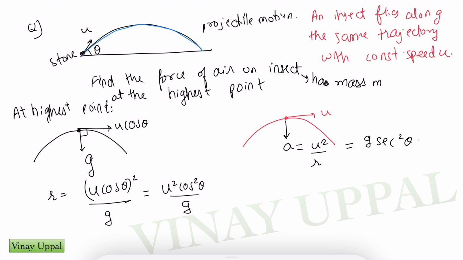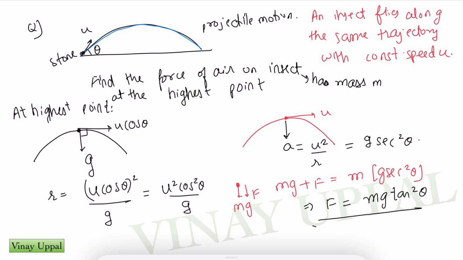Okay, so now the FBD of the insect has an mg and a force of air, so I can write mg plus F should be equal to m into acceleration, which is g sec squared theta in the downward direction, and thus I get my force as mg tan squared theta. So this is the force on the insect by the air at the highest position.